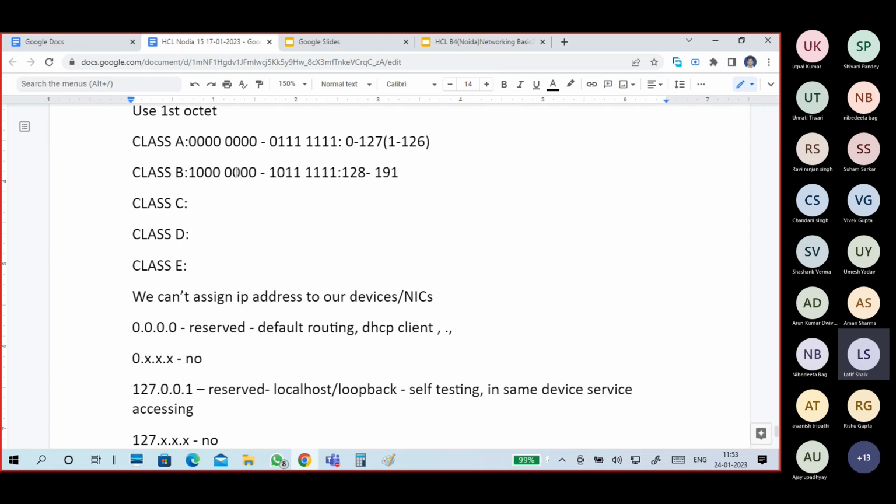Next class C. What is the next one? 110, followed by the remaining bits, 11000000. Class C is the third one, so keep the first three bits like that and make the remaining ones. The range runs from 192 to 223.